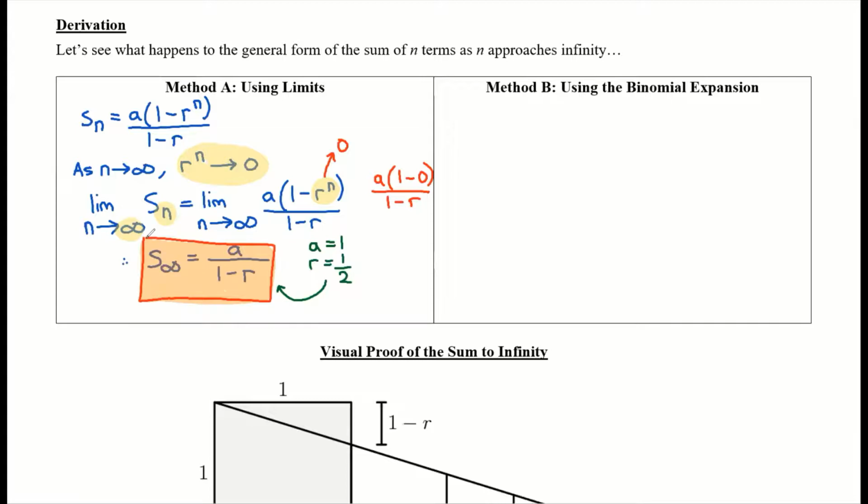Now, let's just explore the second method using the binomial expansion. This won't take long because we've done this already in warm-up question 1. You've already done this. It was nice revision, wasn't it, for the binomial expansion? And you saw that a over 1 subtract r is indeed the same as a plus ar plus ar squared plus ar cubed forever and ever.